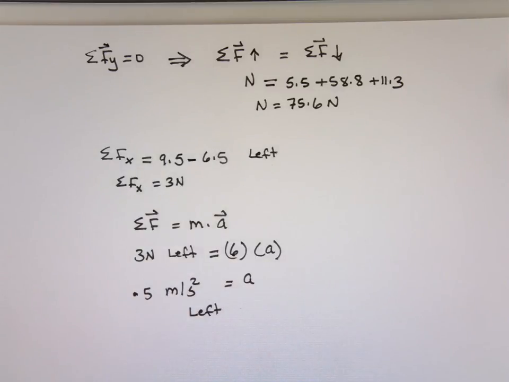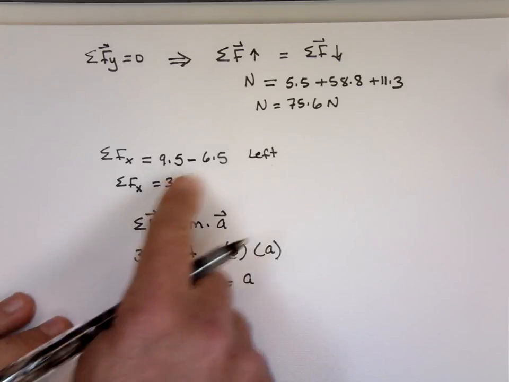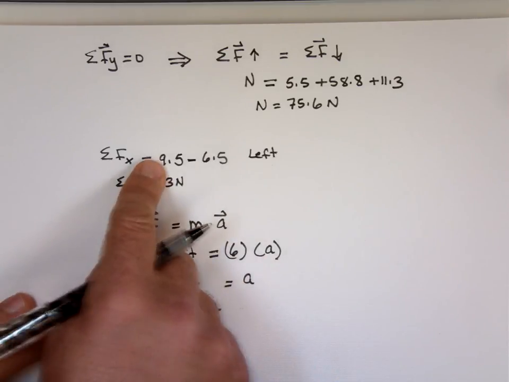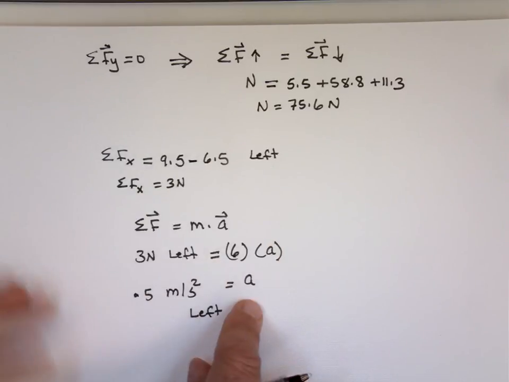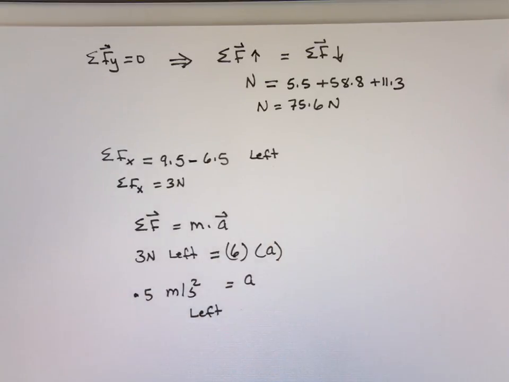So you could still stick with right is positive and left is negative. If you did that, this would be a negative 9.5 plus 6.5. That's a negative 3. When you do the math, the acceleration will be negative. And we just said right is positive, left is negative. So if the value is negative, that means which way? Left. So you can still stick with the convention. Up is positive, down is negative, right is positive, left is negative, and do it that way.